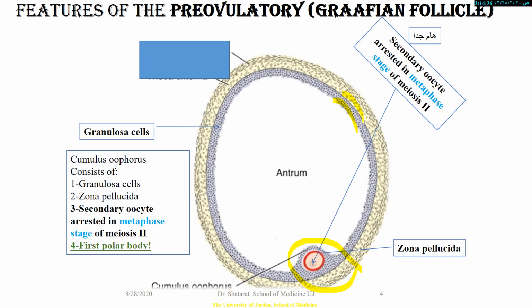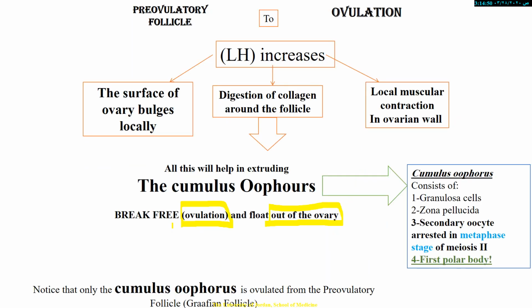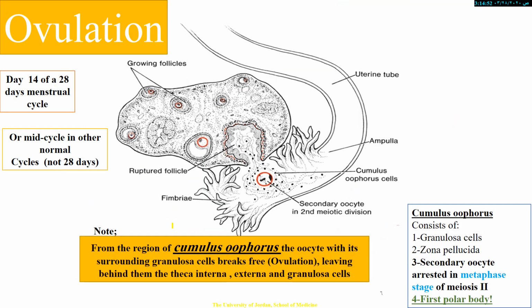So what would be ovulated really is the cumulus ovoris, and not only cumulus ovoris, but you need to understand cumulus ovoris has inside it granulosa cells around it, zona pellucida, secondary oocyte, and first polar body, but they are making a small part of the Graafian follicle, and they would be ovulated out. So ovulation. Now day 14 of a 28-day menstrual cycle.